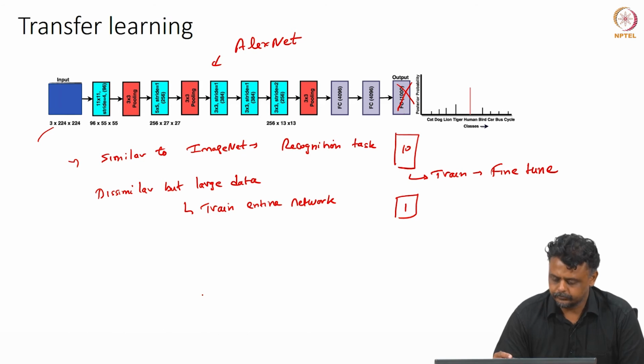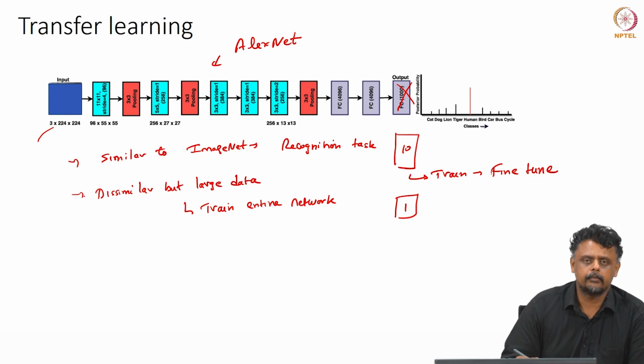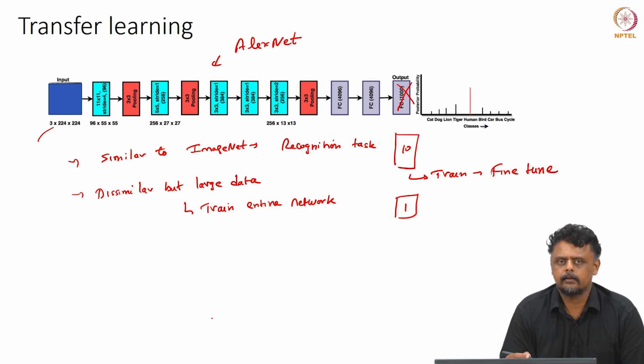So, given that the data is dissimilar, on the tasks of chest X-ray, which is a good example, or medical data in general, medical imaging data in general, or some form of spectral data which is not similar to ImageNet, then you would have to train the network from scratch, but you can use the pre-trained weights as a good initialization. Okay. So, that is typically recommended.